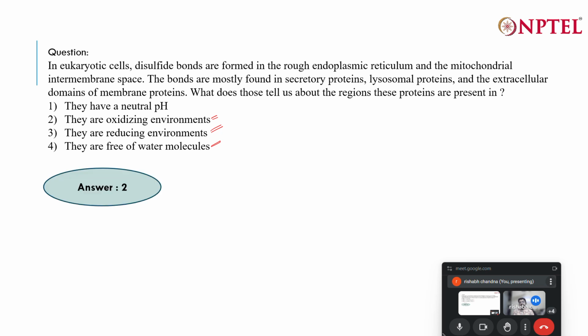So the correct answer is option number two, because disulfide bonds are formed between two cysteine residues, since cysteine has a sulfur in its side chain. If we have to break this bond, we have to reduce it, right? So whenever any secretory protein, lysosomal protein, or extracellular domain of a membrane protein is in an oxidizing environment, that helps these particular bonds to be formed.